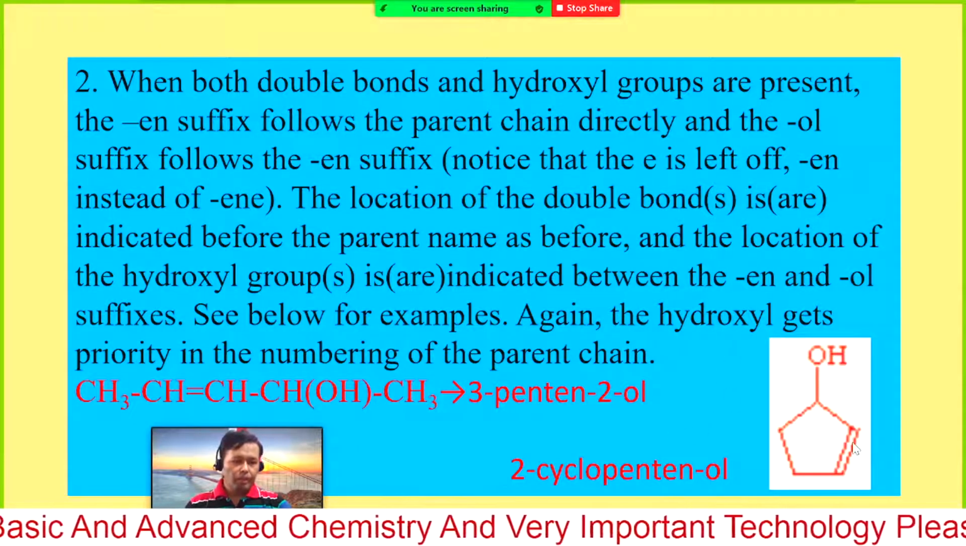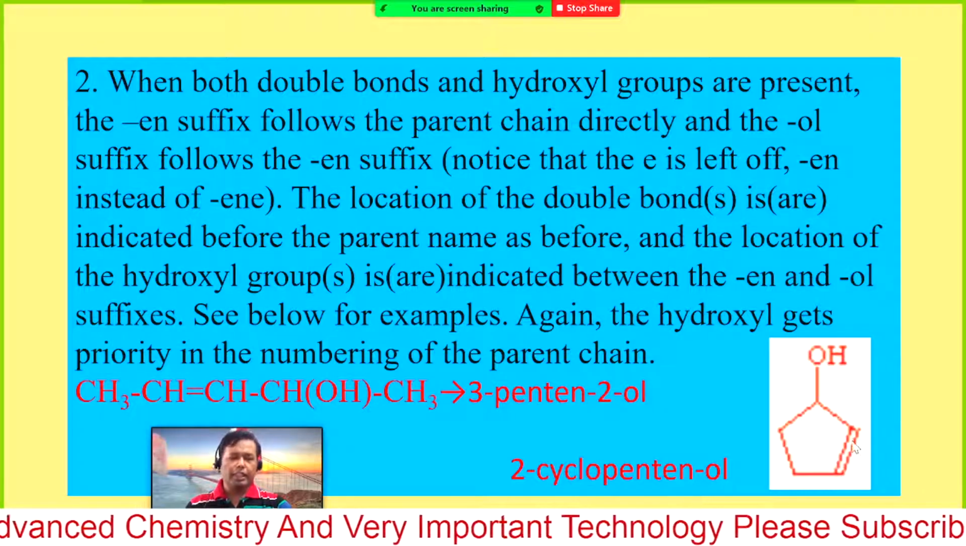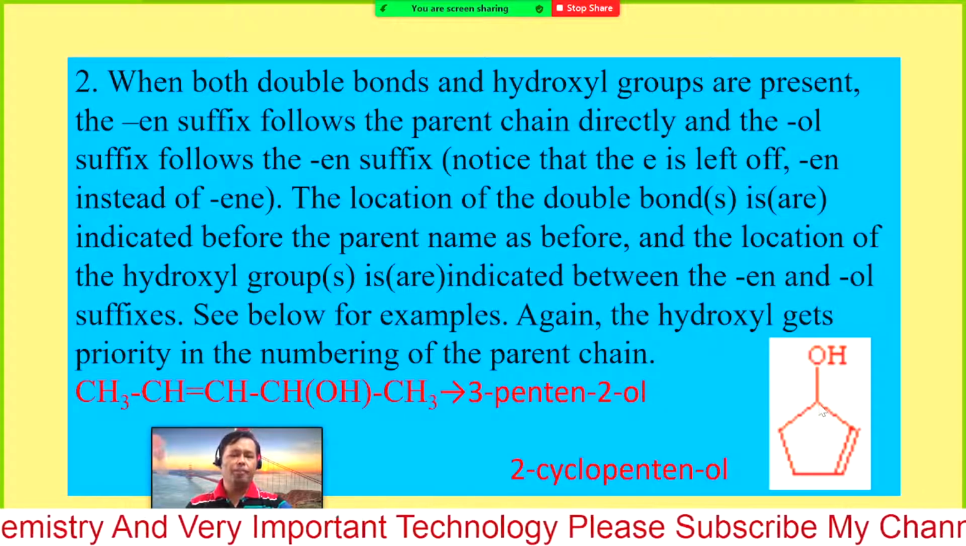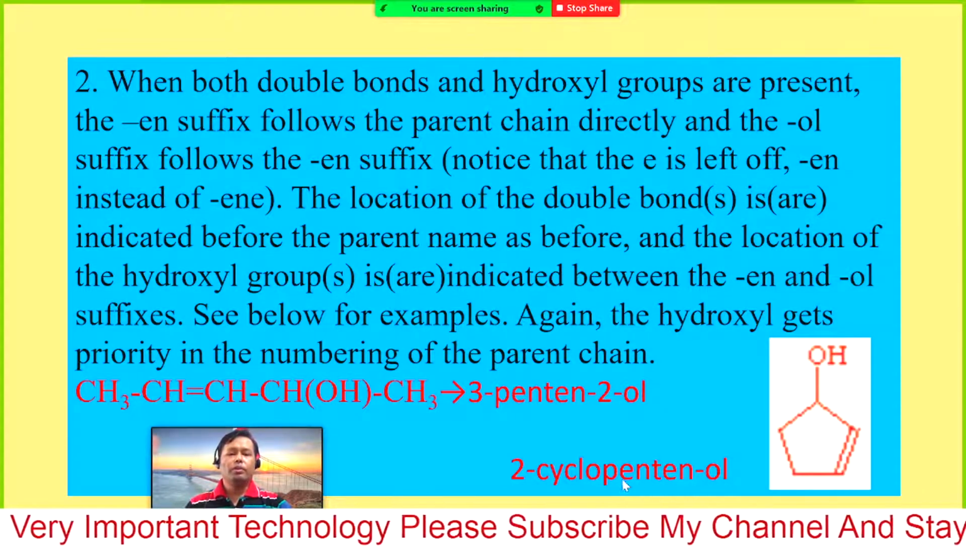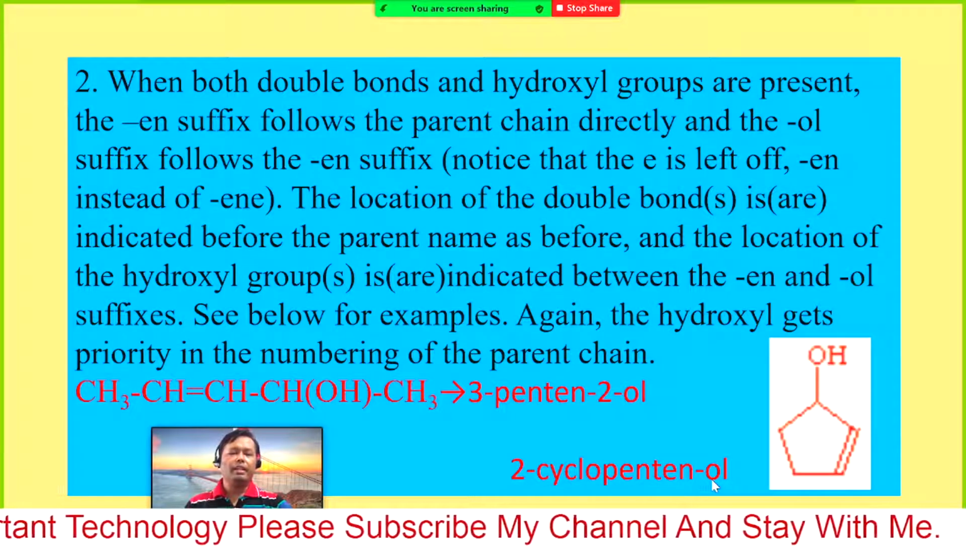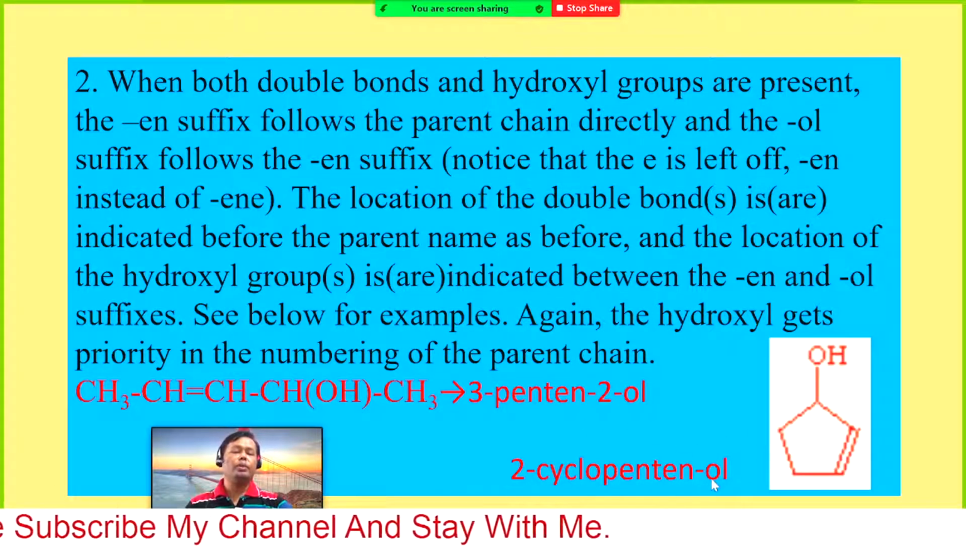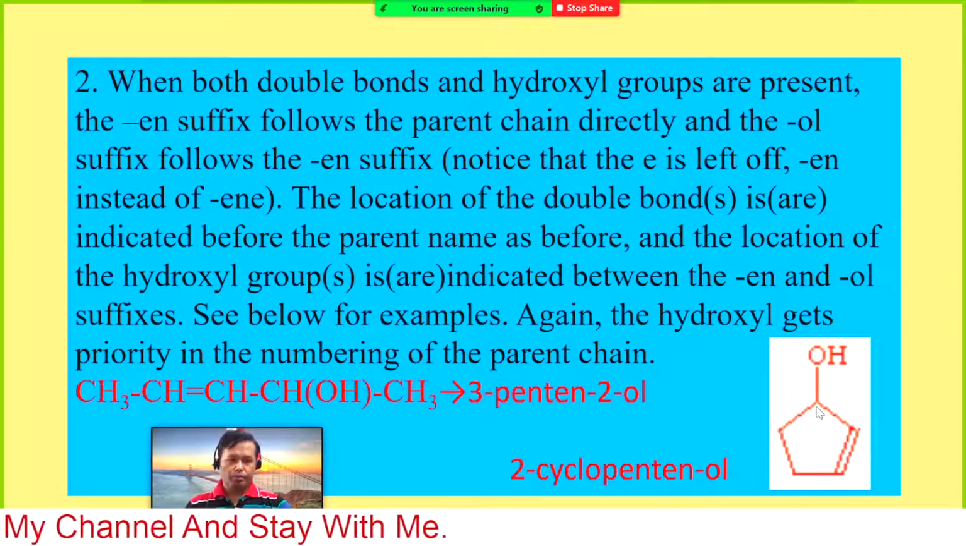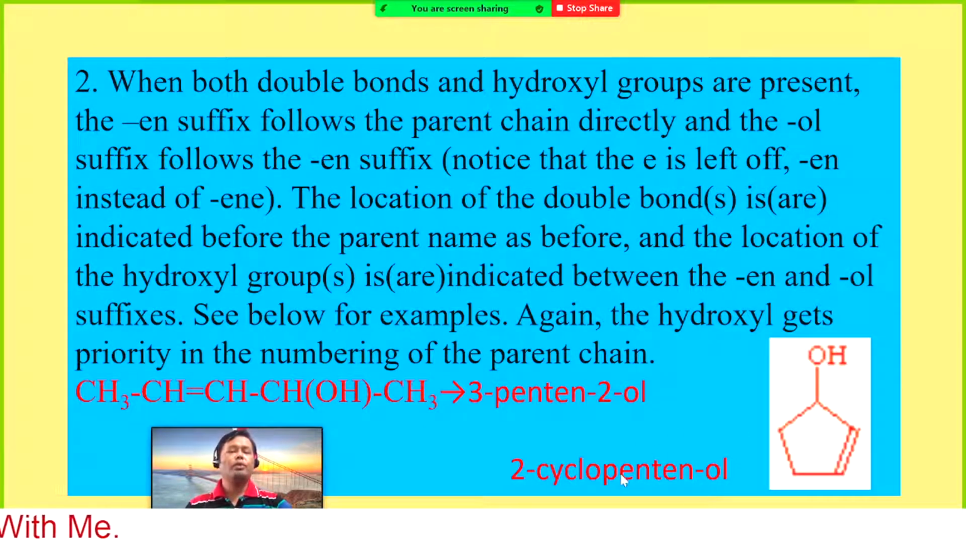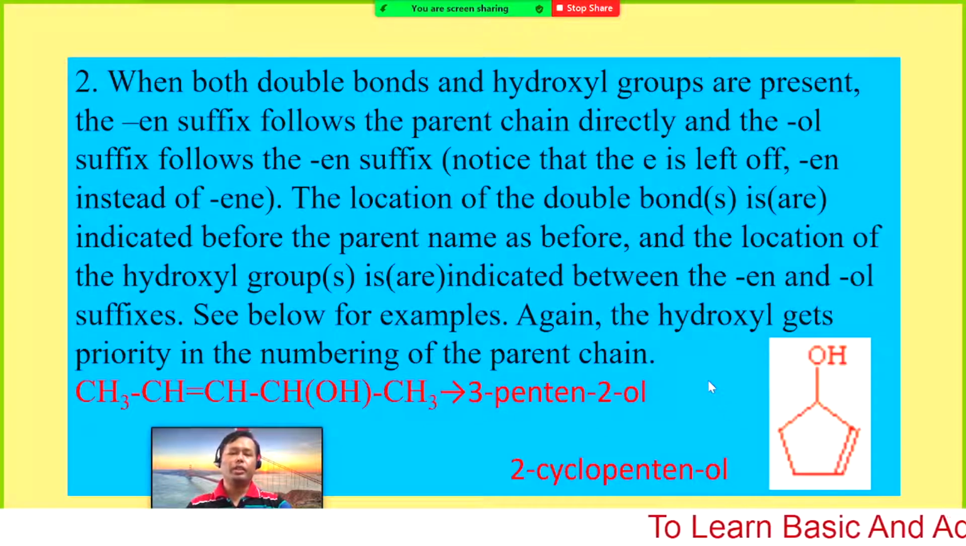So the double bond is between 2 and 3, and this is 1. So this is the compound 2-cyclopentene ol. If we need to mention the position of that hydroxyl group, in that case we should mention 1-ol, but actually the name is 2-cyclopentene ol, because we don't need to mention the position of 1.